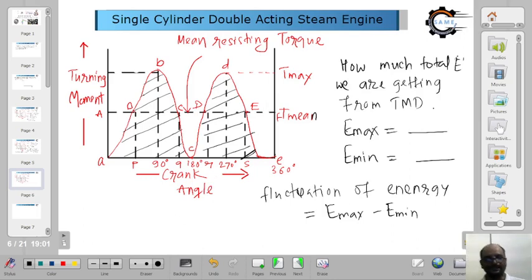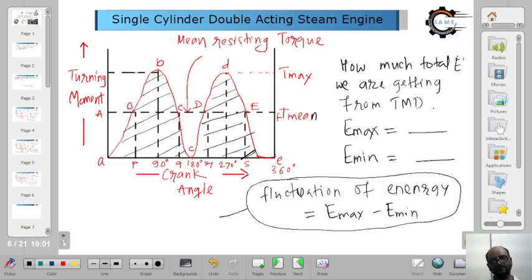Please watch this lecture carefully, because once you understand, see, the energy is very important here, right? Because of that we are all studying this. Okay, and for this fluctuation of the energy, we need to minimize it, right? This is what we don't require. So the device that comes is called the flywheel. Okay, with the help of the flywheel, we will control this fluctuation of the energy.